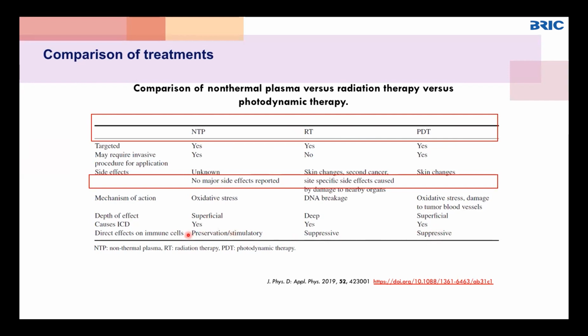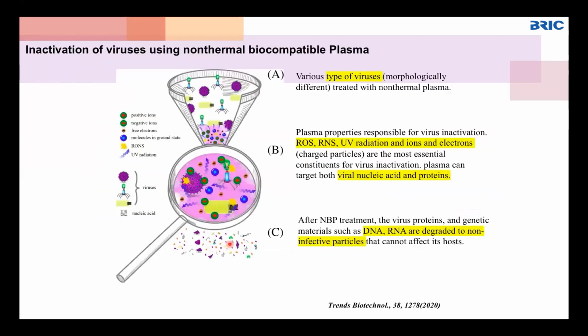But in the case of non-thermal plasma, it shows preservatory or stimulatory effects. It means it has a good, positive effect on the immune cells. Either it preserves those immune cells, doesn't show any effect on them, or it activates immune cells to fight against diseases or cancer. It can be cancer, it can be infection. So these are two main things which can help us bring plasma into hospital settings or clinical settings.